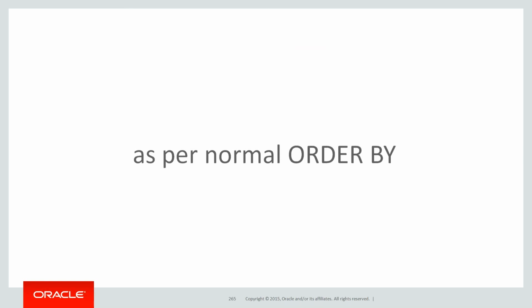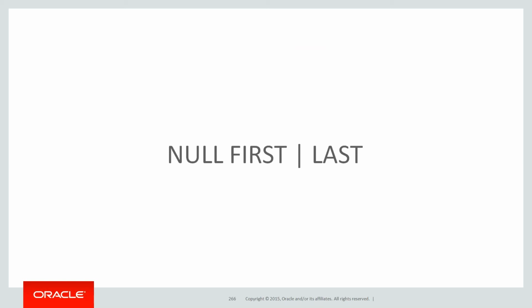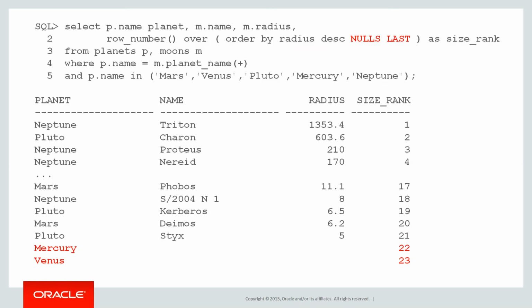As per normal order by, and a lot of people don't know this, in the normal order by you can actually add nulls first or nulls last. You can choose how you want to order things. So you can see in the analytic there, I've made a slight adjustment. I've said I want nulls to be ordered last, not first. And now Mercury and Venus appear at the bottom of the screen, not at the top. And I got the data I actually really wanted, which was Neptune has pretty much the biggest moon.